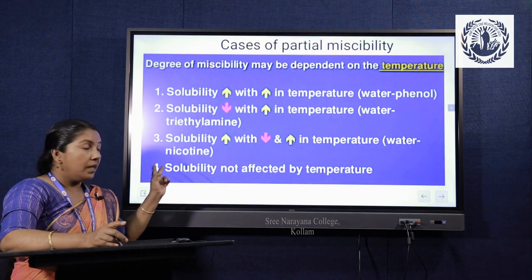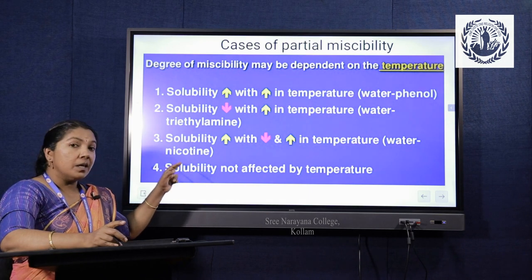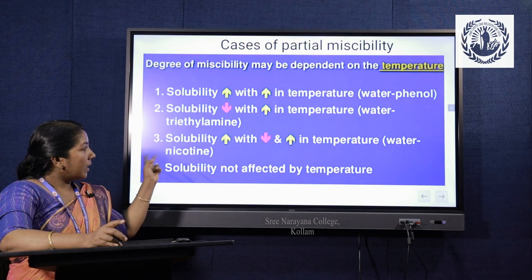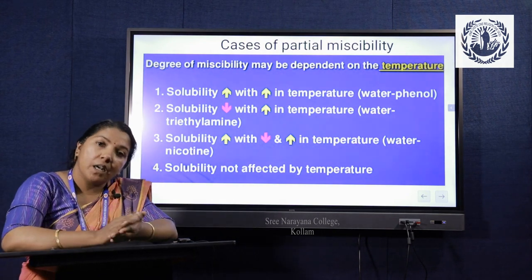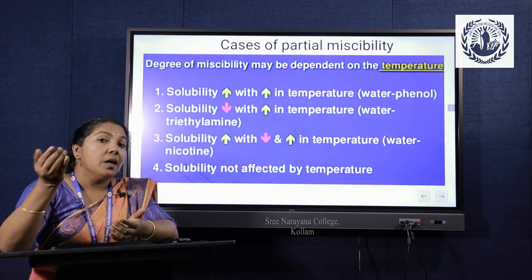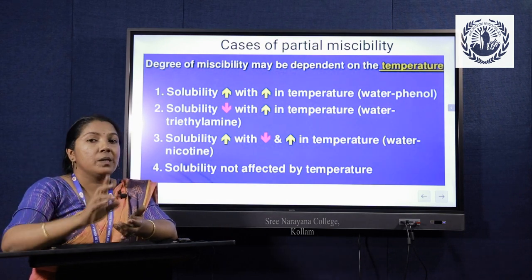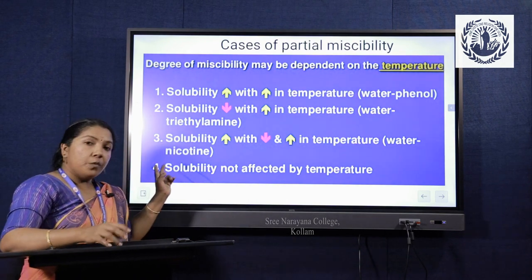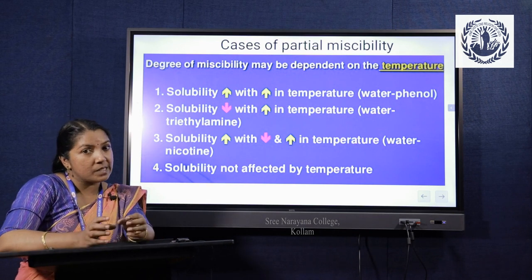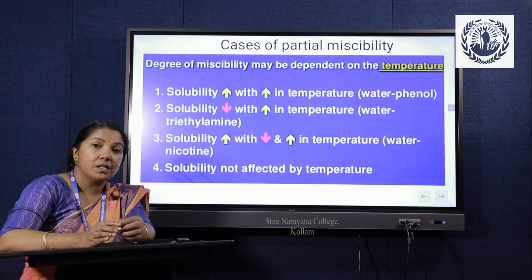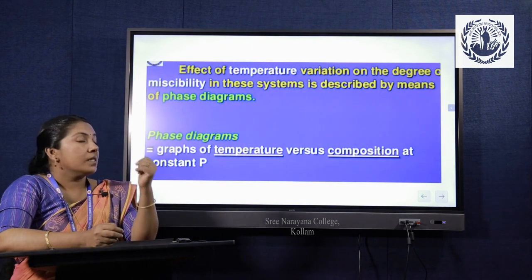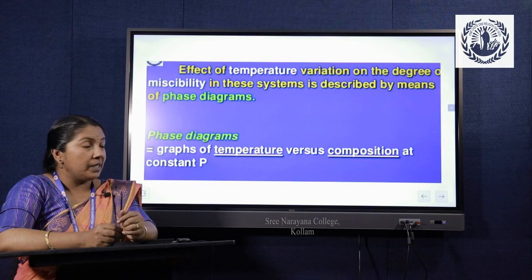And the third category, solubility increases with both increase and decrease of temperature. This is a rare case, the water nicotine system. In the water nicotine system, with the increase of temperature, miscibility increases. Similarly, with the decrease of temperature also, miscibility increases. And the fourth category, solubility not affected by temperature. There are some systems in which solubility is not at all affected by temperature. Now, here we are discussing the effect of temperature on miscibility.